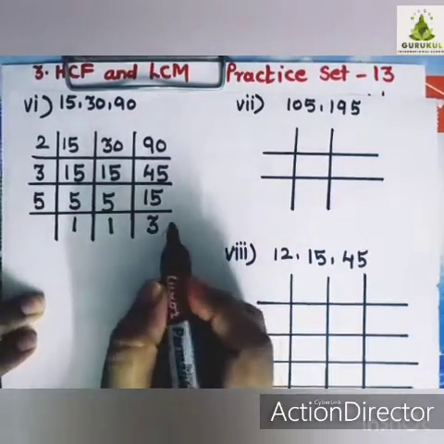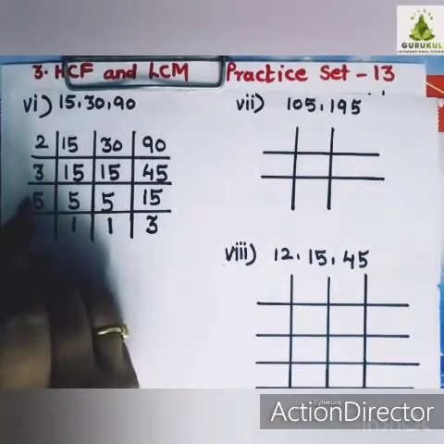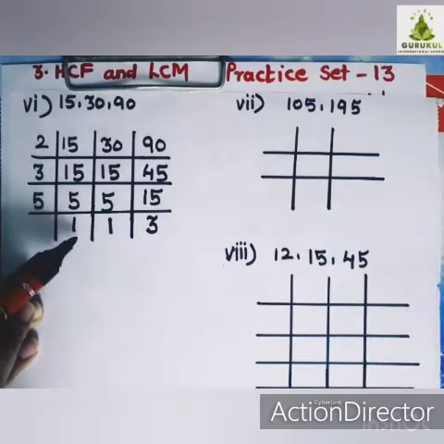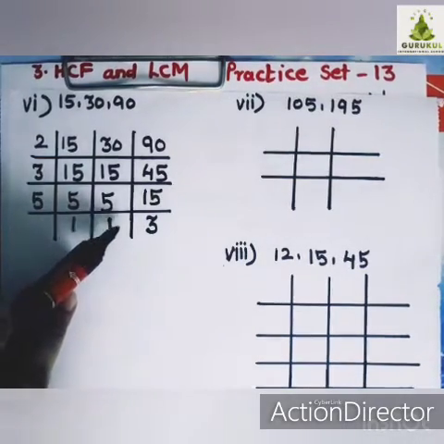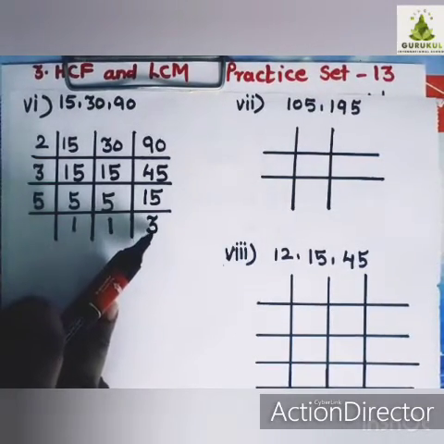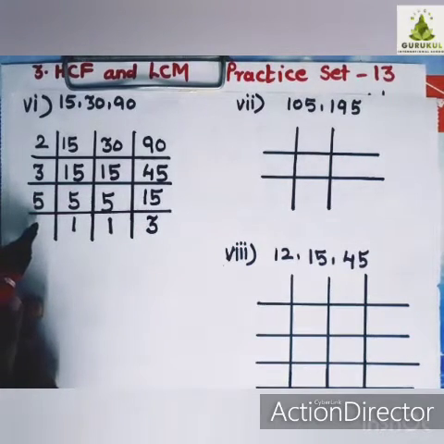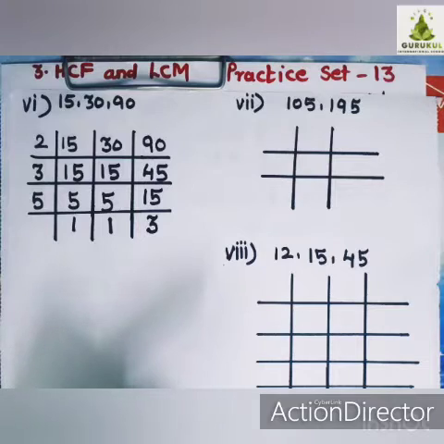Or else how you can do? Here you can write 3. So 5 will be as it is. 5 will be as it is. And here it will come 5. Correct. So one more number will be coming over here, that is 5. And that way also we can do. This way also is a correct one.